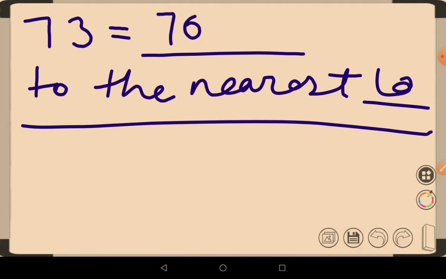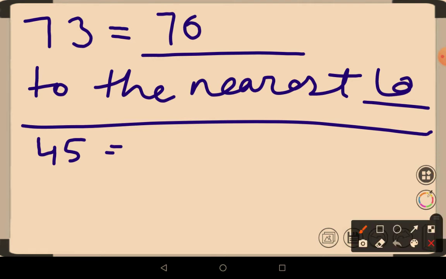Another sum, let's take 45. You know how to do this 45, children? See the question carefully.